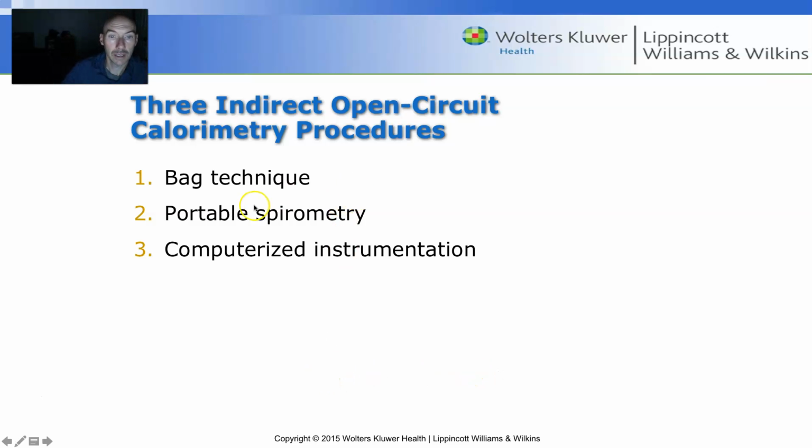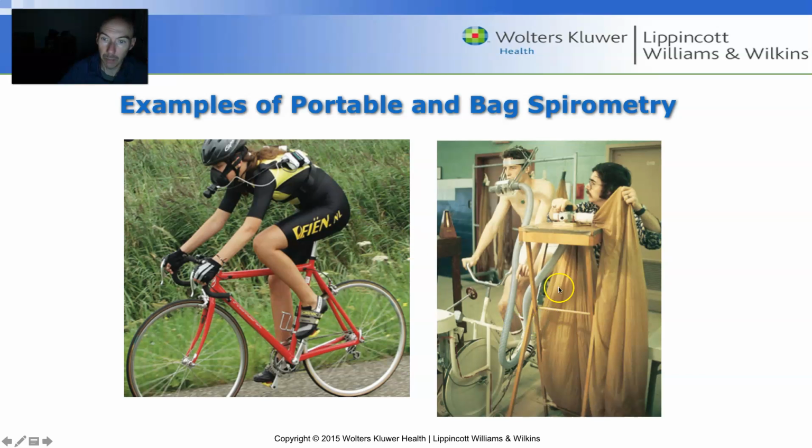So there are a few different techniques you can use for indirect calorimetry. The bag technique, if you can look at this picture, this is a very old picture, prior to the advent of modern technology that we use now. I'm talking about back in the 1970s, they would expire the air into a bag and then they would take that bag and analyze the contents. Again, very inefficient.